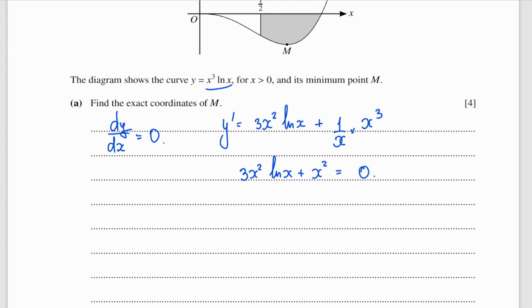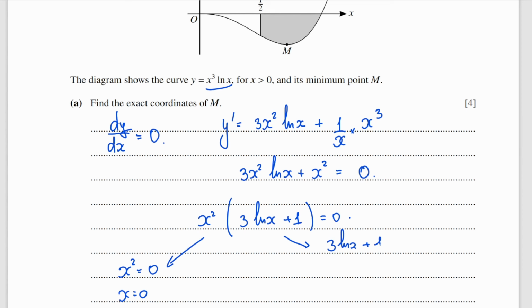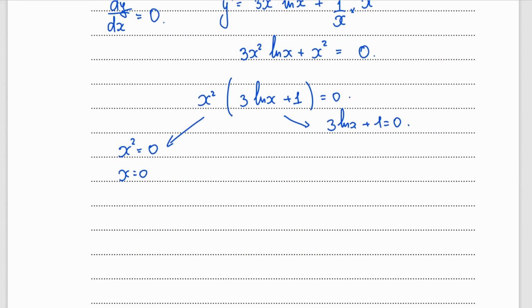Now to solve this equation, we can bring x squared out of the bracket so that our equation splits into two. x squared equals 0, therefore x is 0, or 3 log x plus 1 is 0. Let's solve it. Now x is e to the power of negative a third.